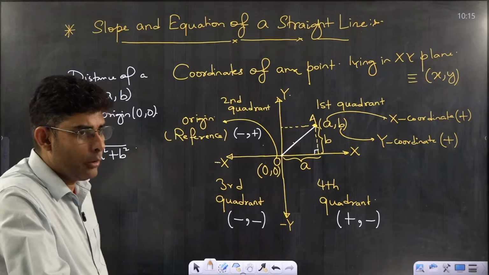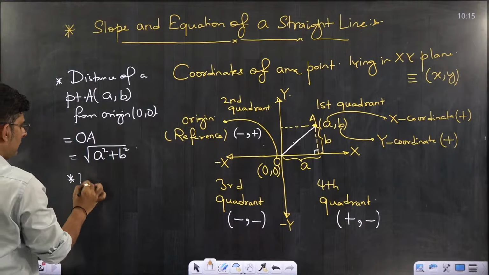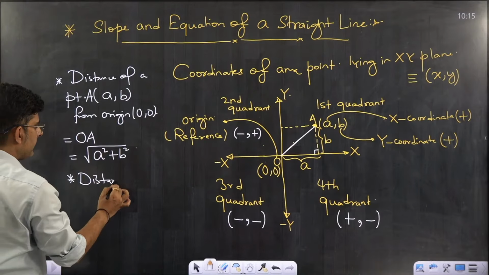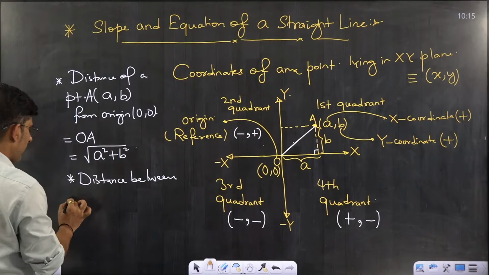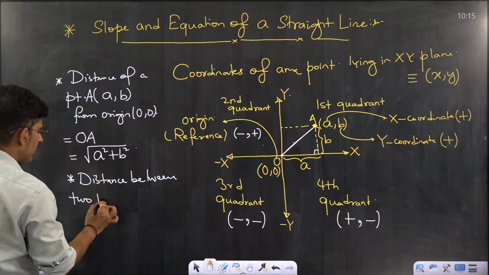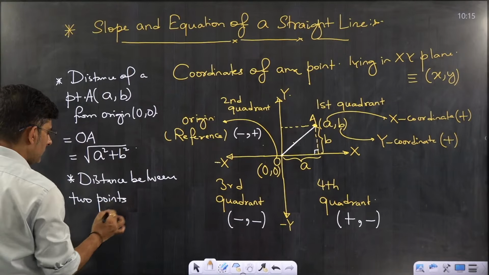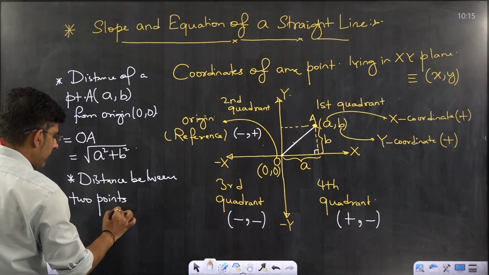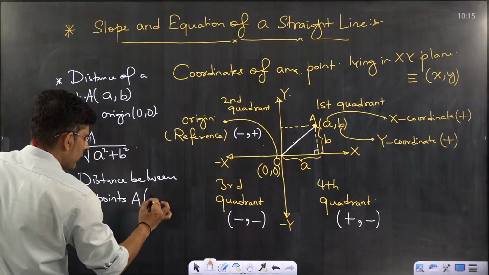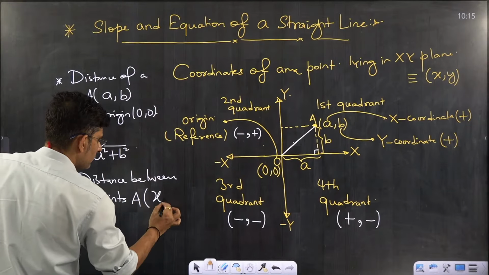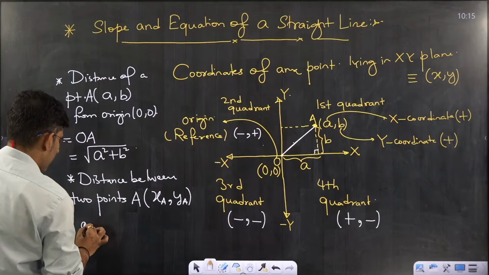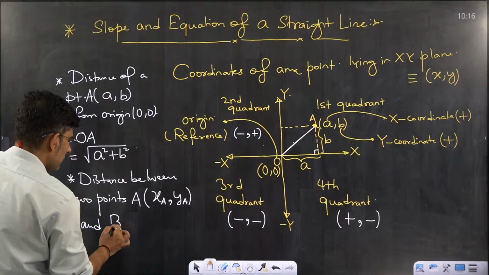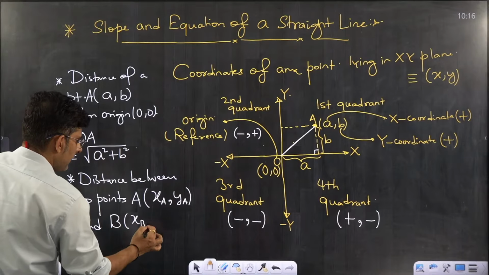Now, one more important thing. While you are dealing with coordinates, if they ask the distance between any two points, suppose I have a point A whose coordinates are XA, YA, and another point B whose coordinates are XB, YB.